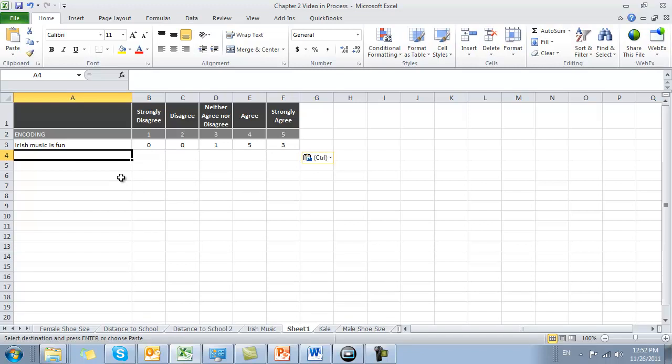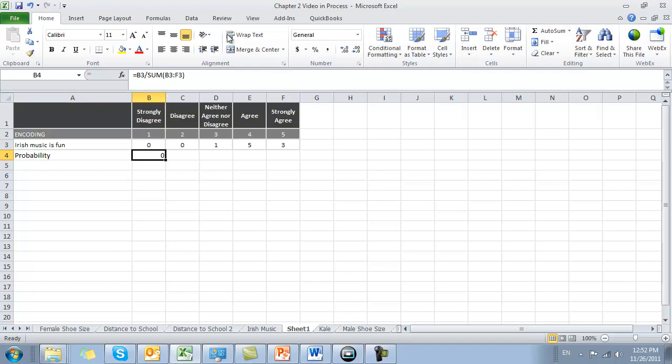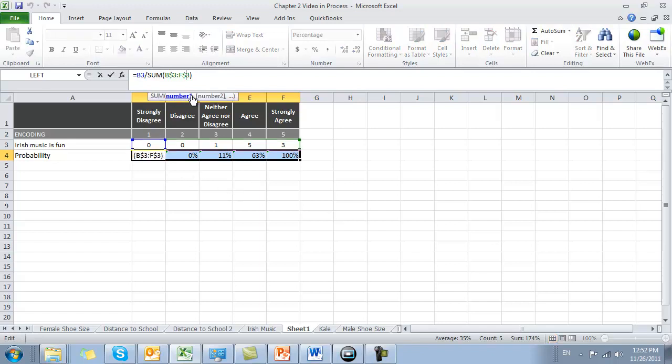We had, in that case, the full frequency of response. What if I just had probability? Equals this divided by the sum of all of the responses. Put it in percent format and add in my $ here and here. Copy, paste. Oops, I put it in front of the row number. That's wrong. It's supposed to be in front of the column.